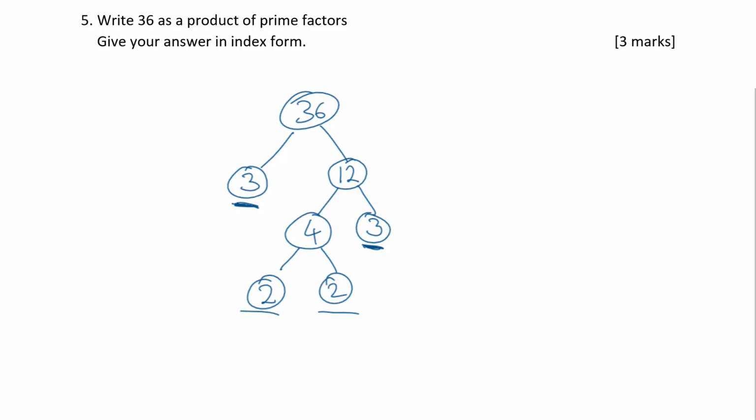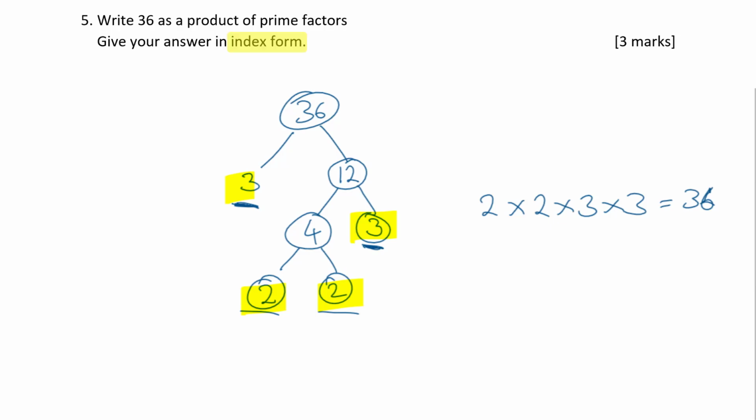So looking at all of our terminating branches, multiplying those together will give us our original number. So 2 times 2 times 3 times 3 is going to be equal to 36. Always worth double checking these. 2 times 2 is 4, times 3 is 12, times 3 is 36.